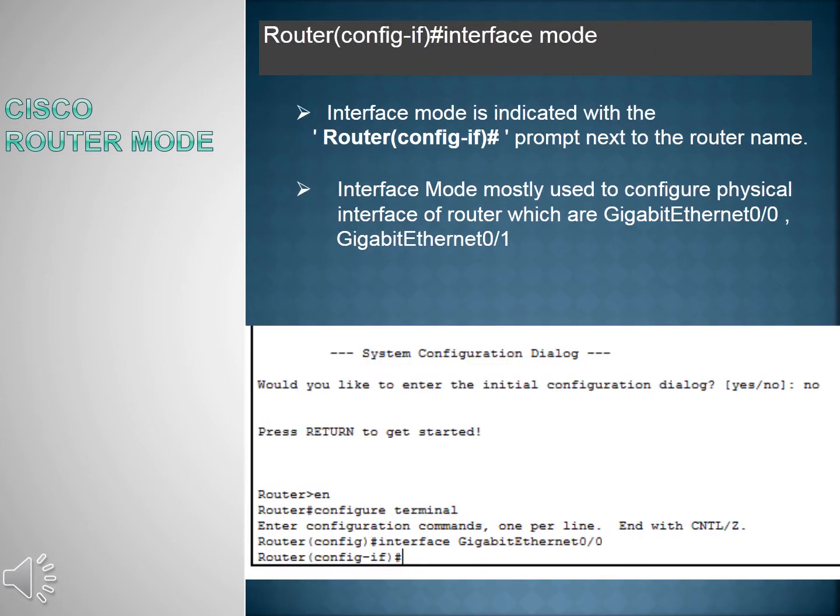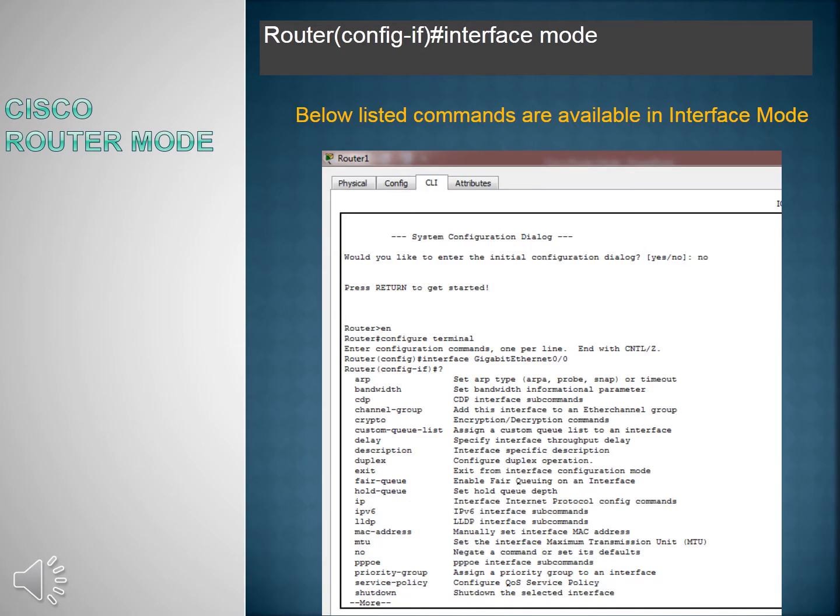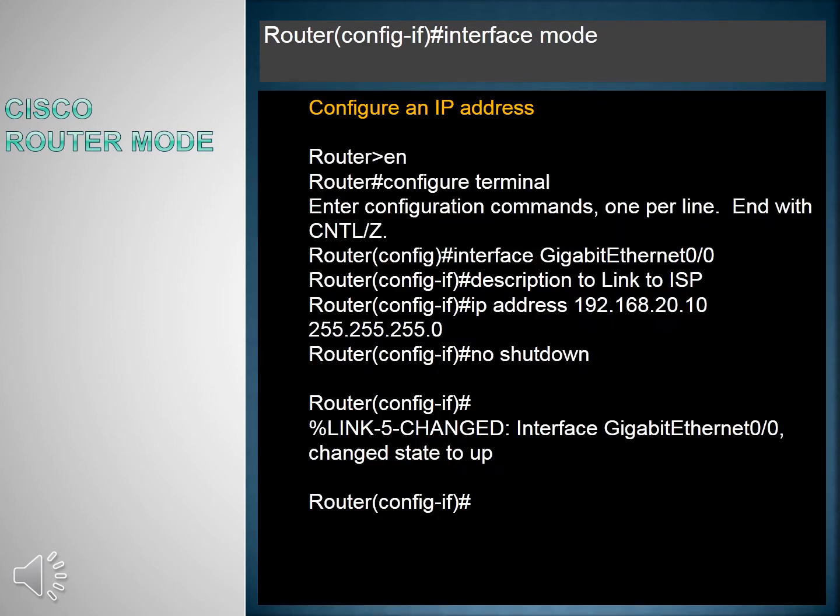Let's talk about interface mode. Interface mode is indicated with the Router(config-if)# prompt next to the router name. This mode is mostly used to configure physical interfaces of Cisco router, which are GigabitEthernet 0/0, GigabitEthernet 0/1, and so on. These commands are available in interface mode. Here you can see how to configure an IP address in interface mode.